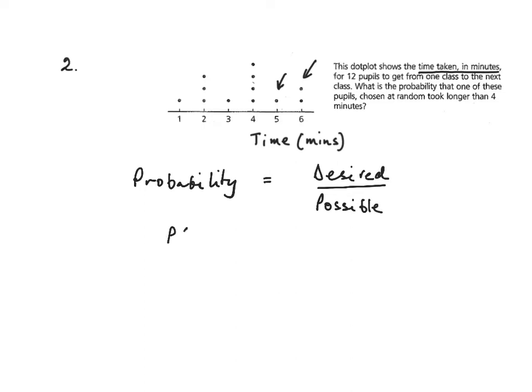So the probability that the time is greater than 4, or the desired outcomes, there are 3 dots. And the number of possible is 12. So 3 out of 12 gives us 1/4. We can leave it as 1/4, or write as a decimal 0.25.